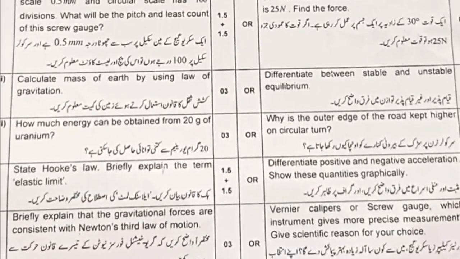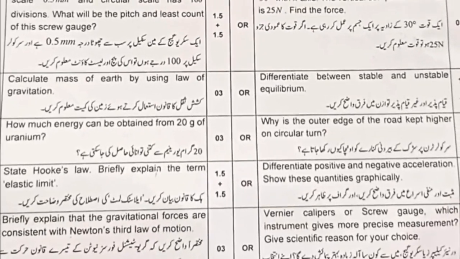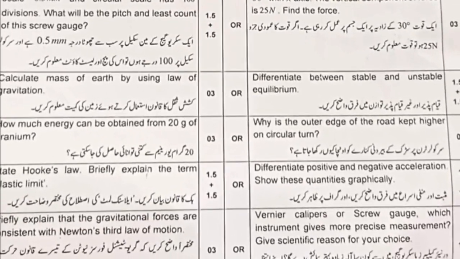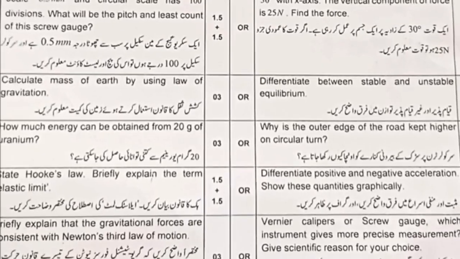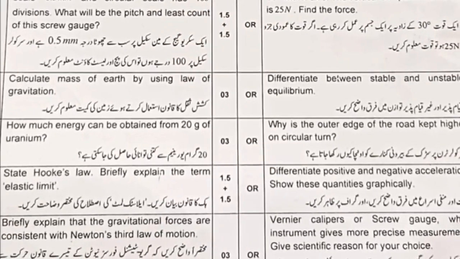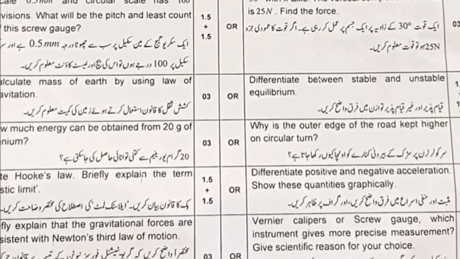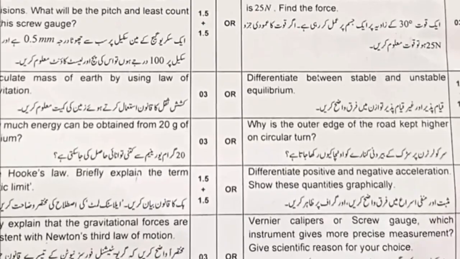Fourth question, second part is, prove that kilowatt hour is equal to 3.6 MJ. Calculate the value of g at the height of 200 km above the surface of Earth. Sixth question, second part is, a force is applied on a body making an angle of 30 with the x-axis. The vertical component of the force is 25 Newton. Find the force.